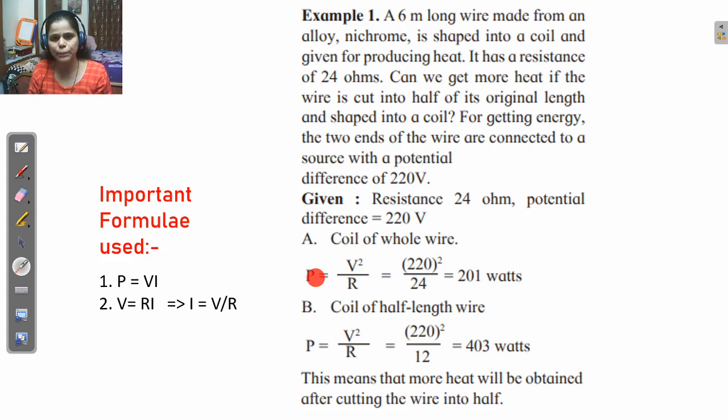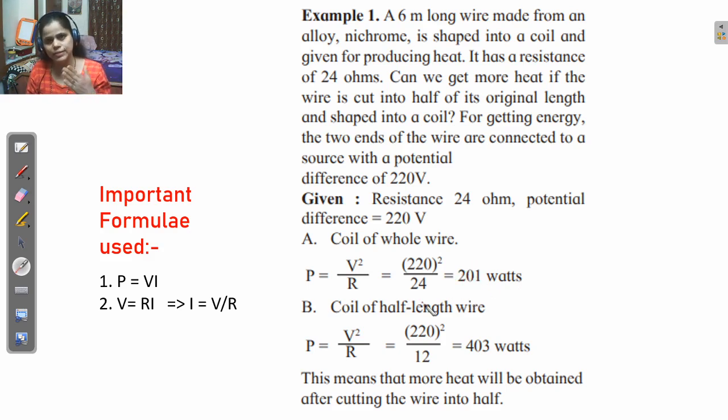We have the formula P equals V into I. From Ohm's law, I equals V upon R. So in place of I, put V upon R. V into V upon R gives V square upon R. So we got P equals V square upon R. Put the values of V and R: 220 square upon 24. Then you get 201 watts.